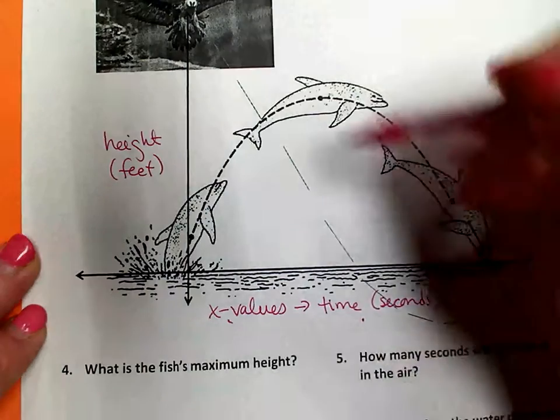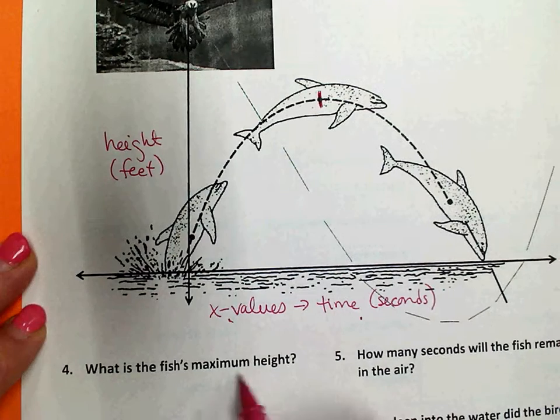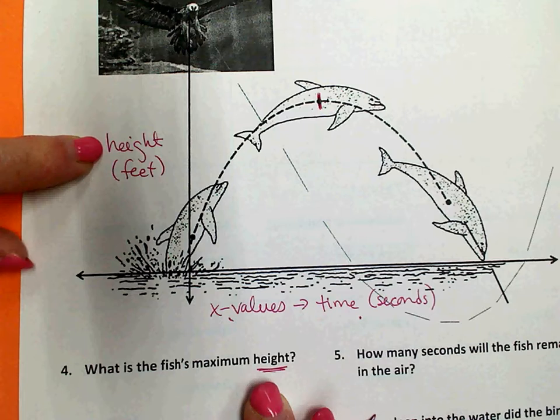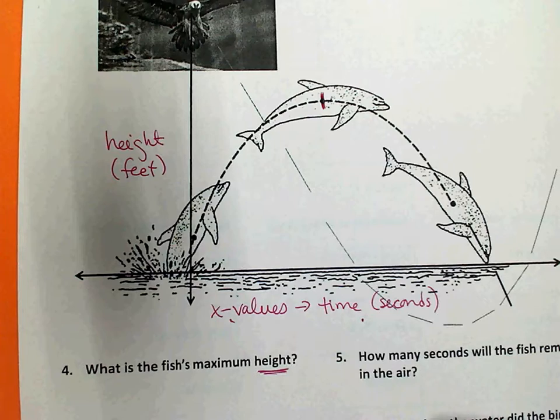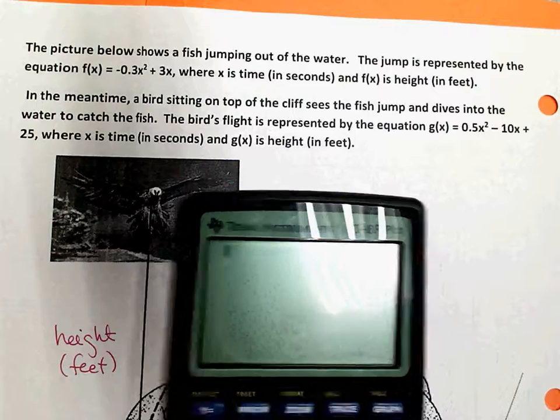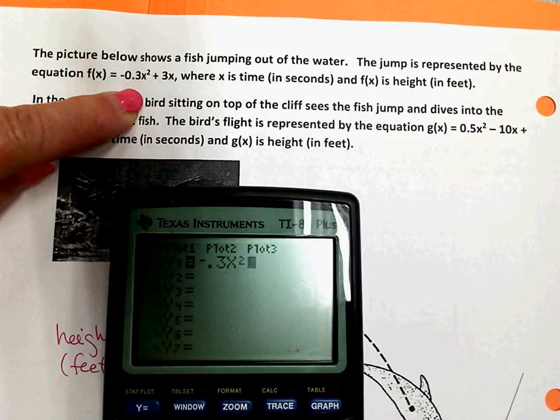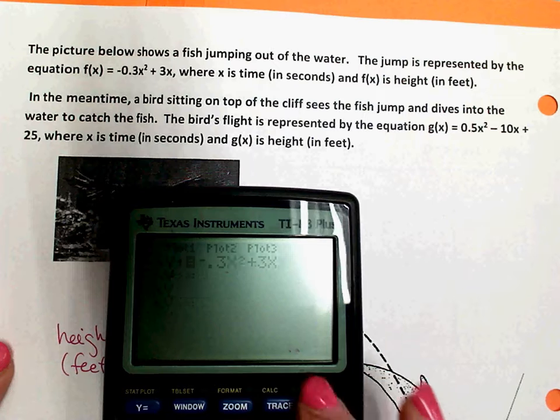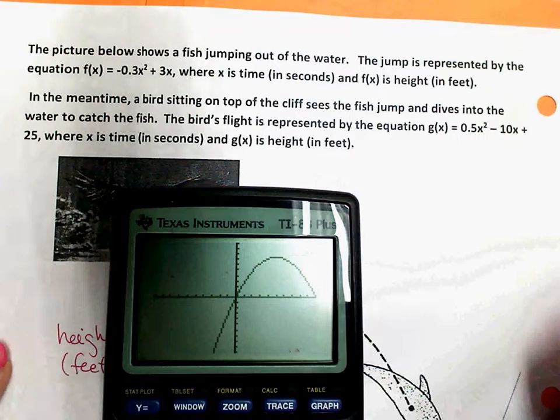Really what they want to know is, what is the y coordinate of the vertex? And the reason it's just the y coordinate is because it only asked me for his height, not when he reached his maximum height, but what is his maximum height. So let's put the equation for the fish into the calculator. His equation is negative 0.3x squared plus 3x. And let's look at his jump. And I need to know the y value of the vertex.